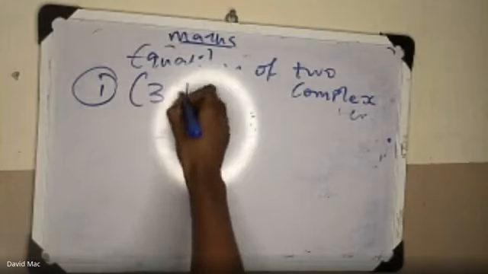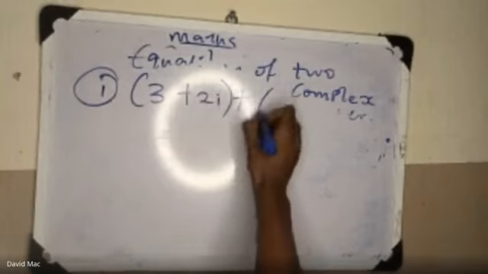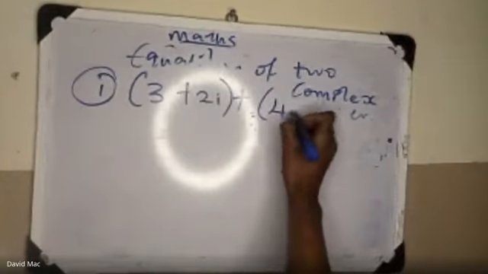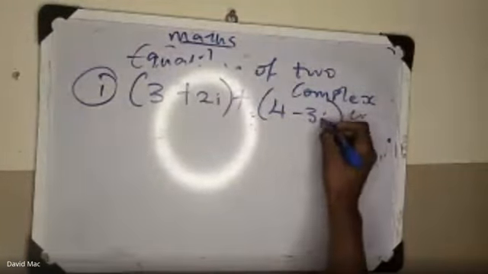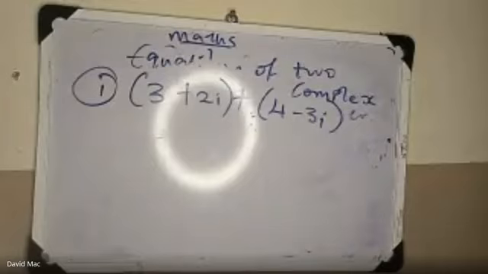So they said calculate 3 plus 2i plus 4 minus 3i. This is the first question. They say solve this: 3 plus 2i plus 4 minus 3i. Are you following?